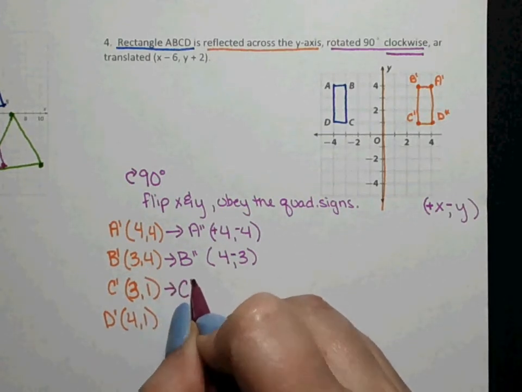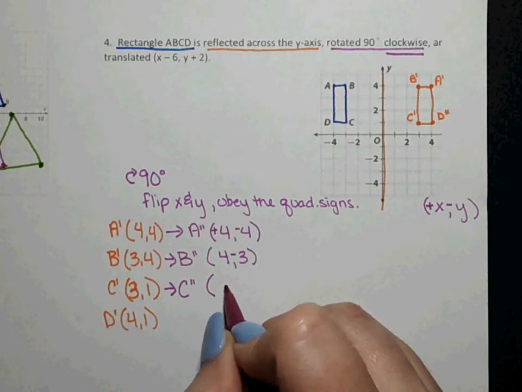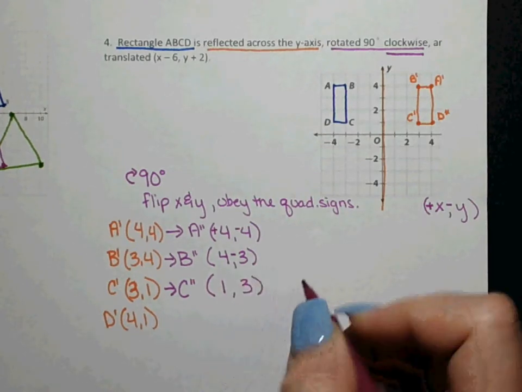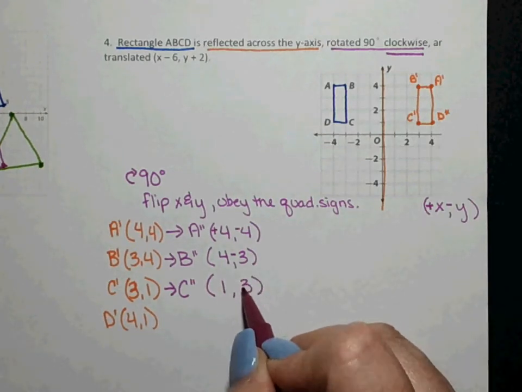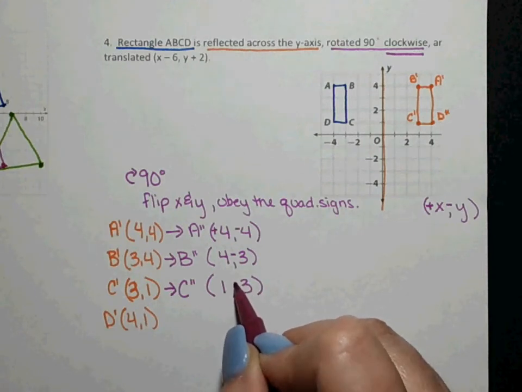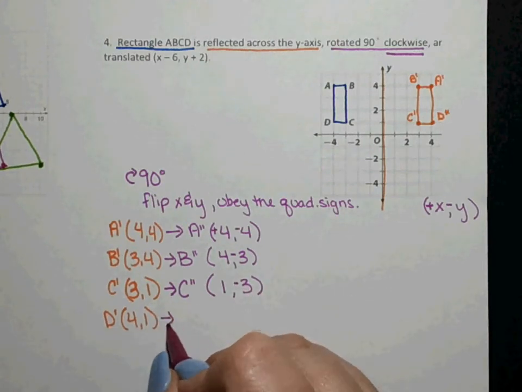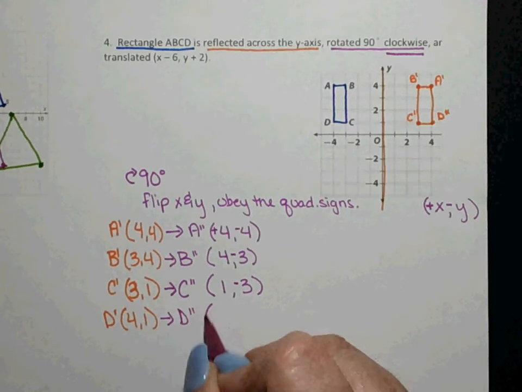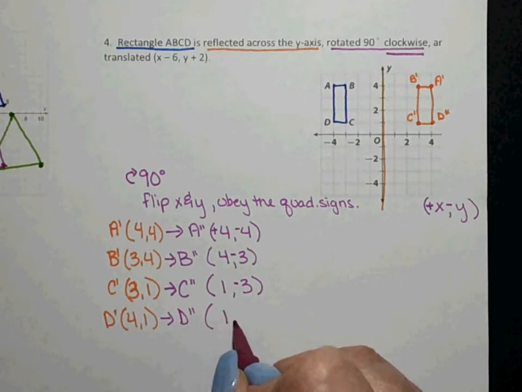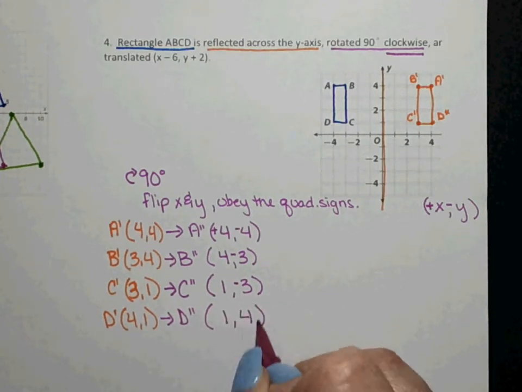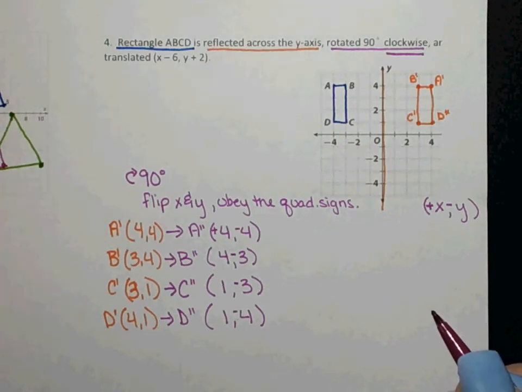Alright, C, flip the x and the y. And then we are going to change the sign of the y. So since it's positive, we're going to make it a negative. And last one, flip those x and y coordinates. And our new y is changing sign, so it becomes negative.